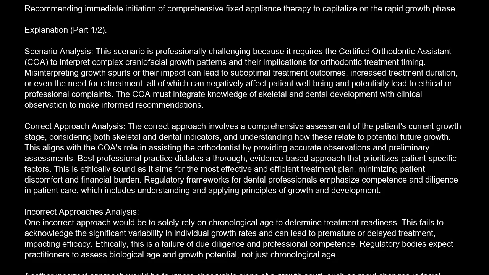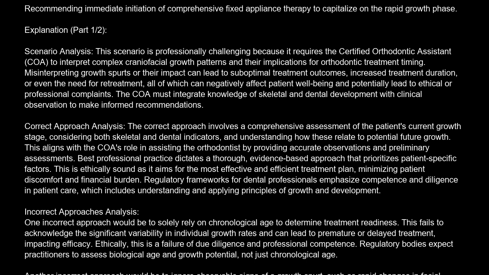Correct answer is A. Recommending immediate initiation of comprehensive fixed appliance therapy to capitalize on the rapid growth phase. Explanation. Scenario analysis. This scenario is professionally challenging because it requires the certified orthodontic assistant, COA, to interpret complex craniofacial growth patterns and their implications for orthodontic treatment timing.